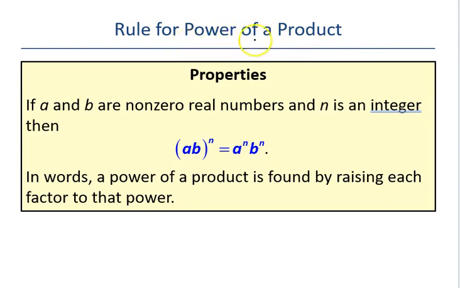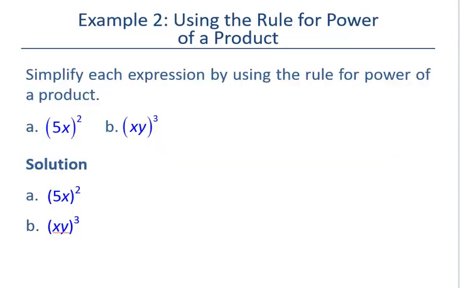Rule for power of a product. If a and b are non-zero real numbers and n is an integer, then a times b, all raised to the power of n, is, notice, we're just distributing that power to everything inside there. That's all that's going to happen. That's kind of what I hinted at when we were first looking at this. So let's do some examples here.